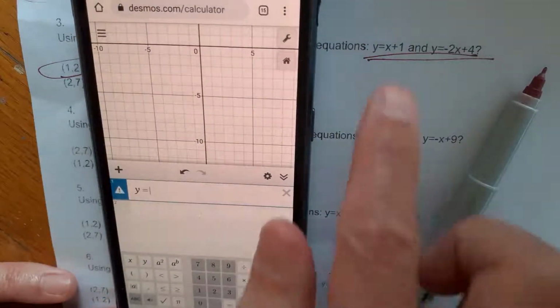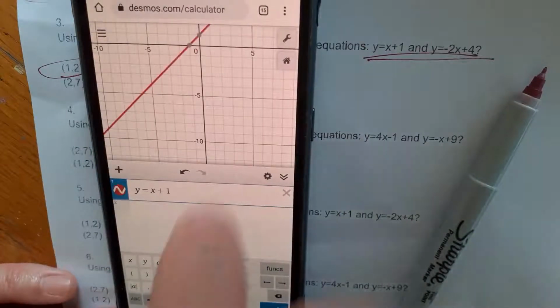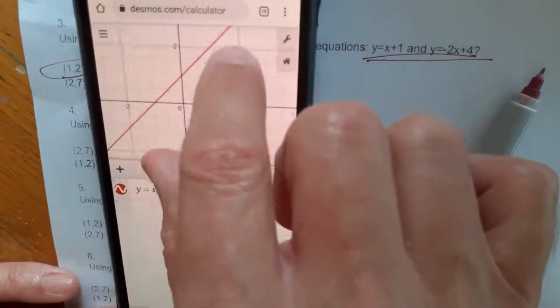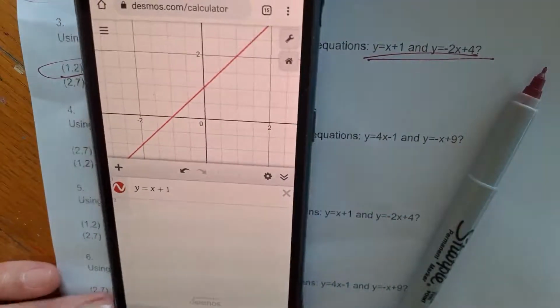Y equals x plus 1. Here's an x plus 1, and this will graph it for you. Oh, remember the old days when they made you plot point after point after point? You don't have to do that anymore. Just go to DESMOS and graph this thing, right?